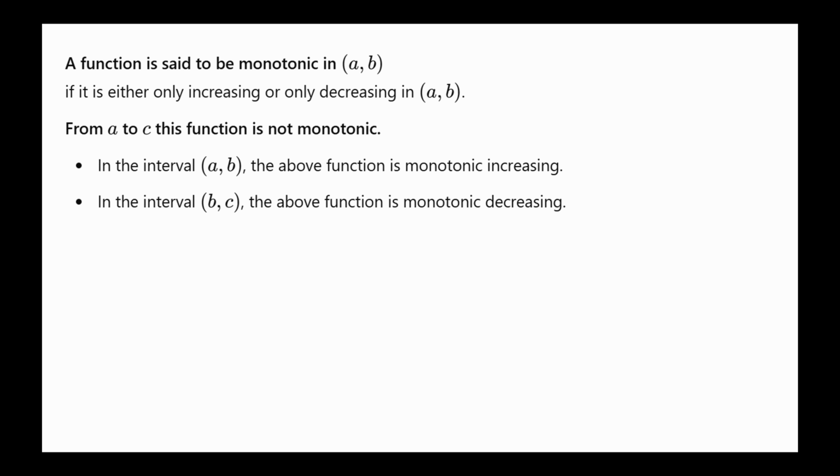So exactly the same things have been mentioned here. A function is said to be monotonic in A to B if it is either only increasing or only decreasing in A to B. From A to C, the function is non-monotonic, as I had taken the example of that graph. This graph, this is my A, this is my C, and this is my B. From A to C, this function is not monotonic. In the interval A to B, the above function is monotonically increasing, and from B to C, the above function is monotonically decreasing.